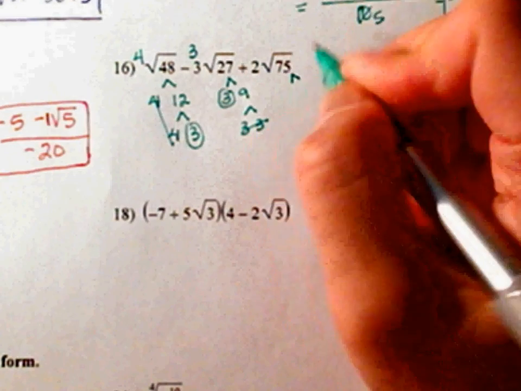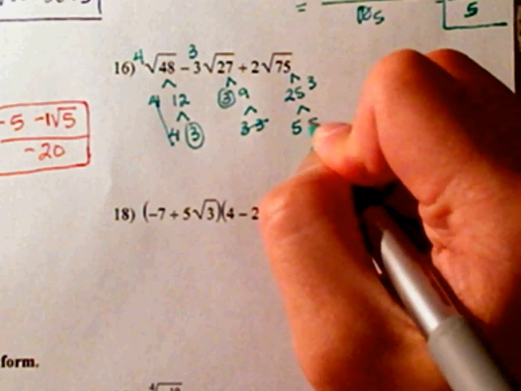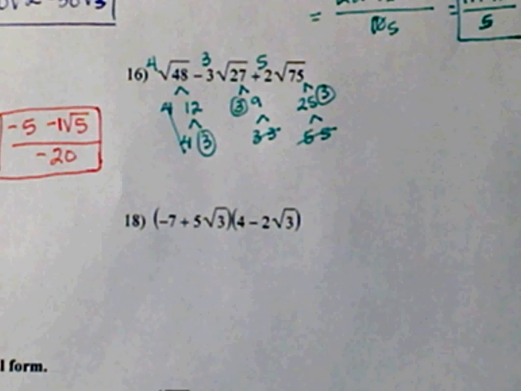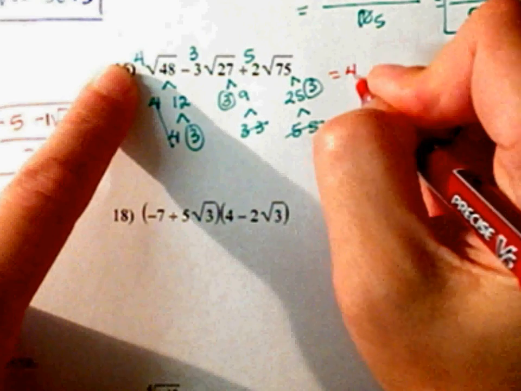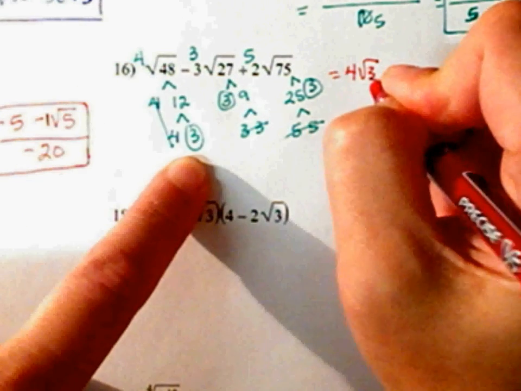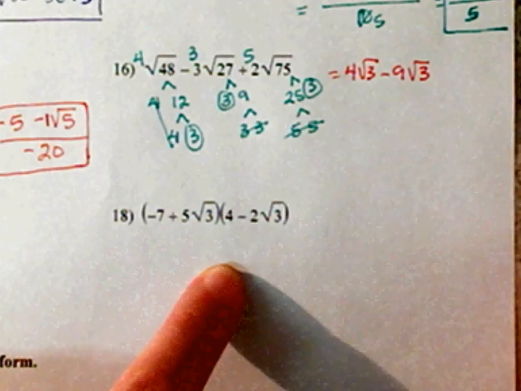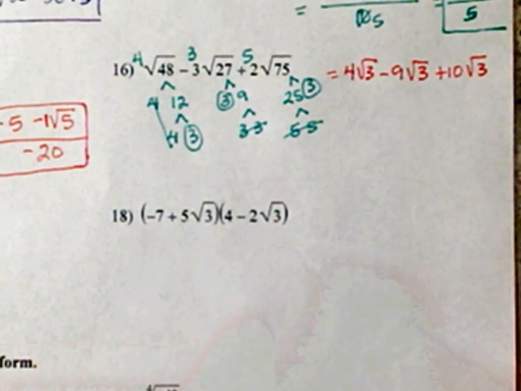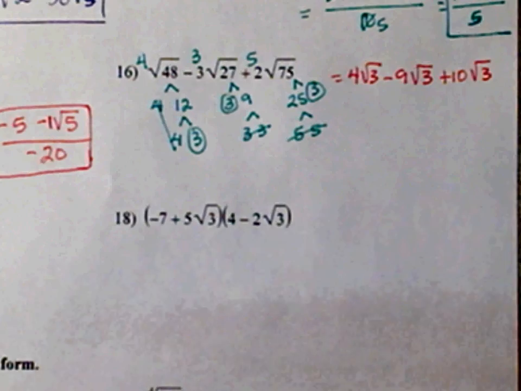Factors of 75, 25 and 3. Factors of 25, 5 and 5. 2 of a kind, 3 left over. All right? So now what do you have? 4 square roots of 3. 3 times negative 3 is negative 9, square roots of 3. 5 times 2 is plus 10, square roots of 3. Notice how all the radicands are the same and the roots are the same, so you can add these guys together.